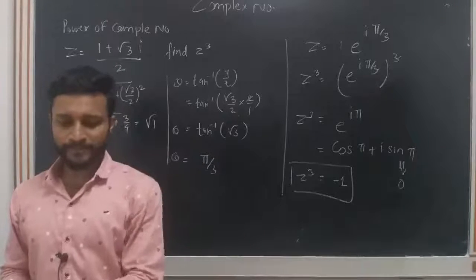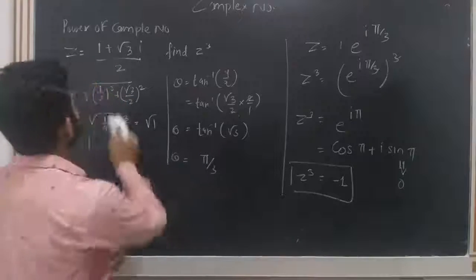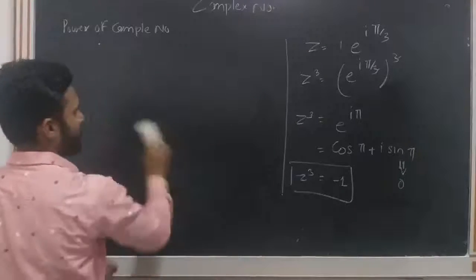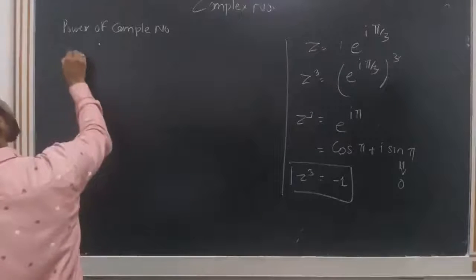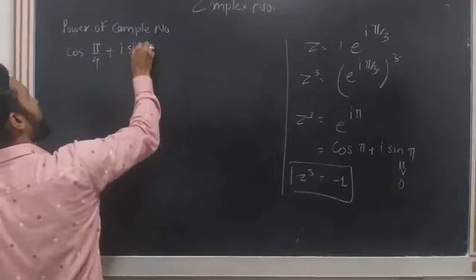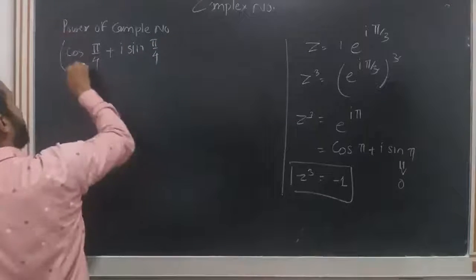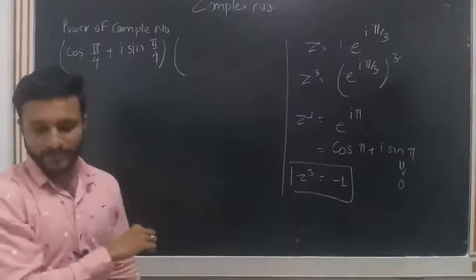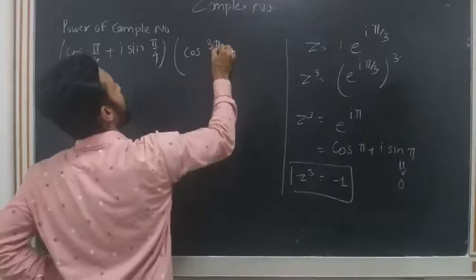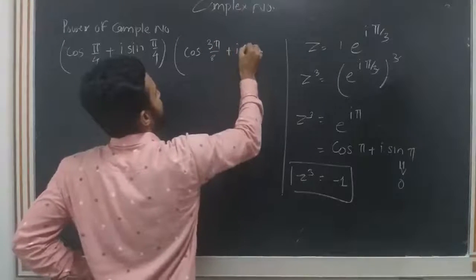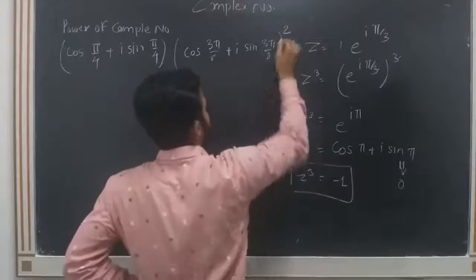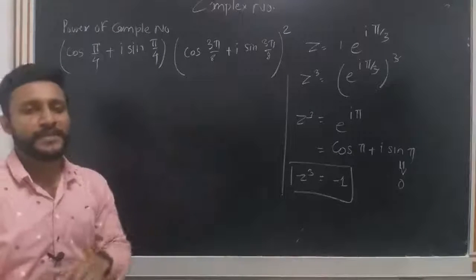One more problem. The problem is given: cos pi by 4 plus i sin pi by 4, bracket complete, into cos 3 pi by 8 plus i sin 3 pi by 8, bracket square. Find the value of this complex number.